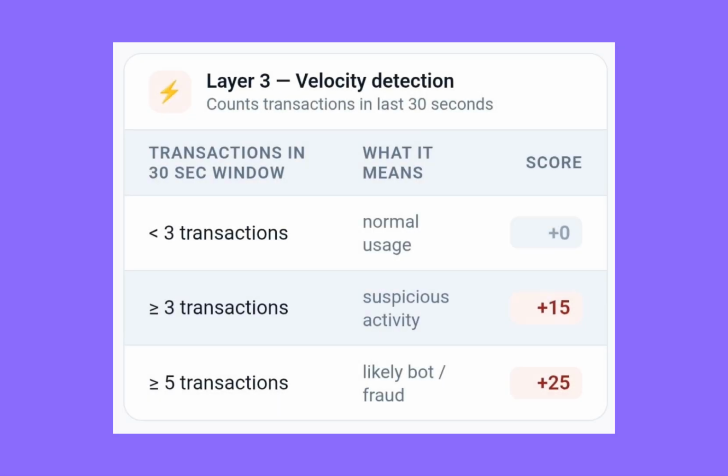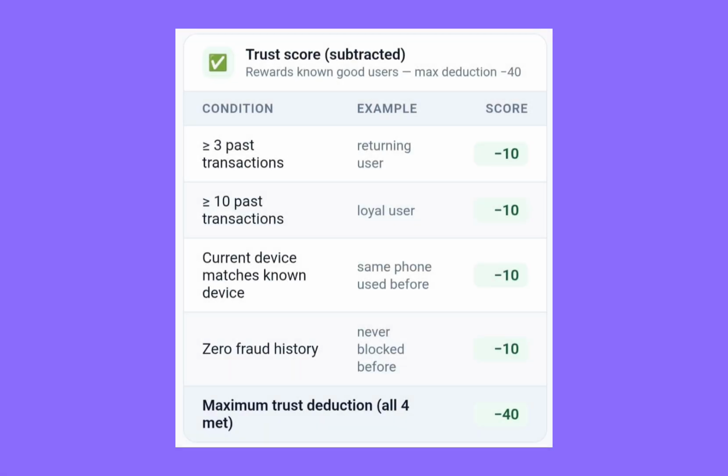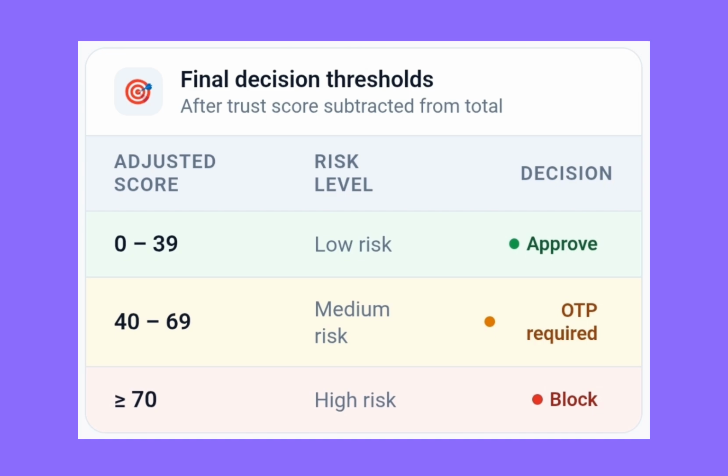Layer 3 is velocity detection. This counts how many transactions the same user fires within a 30-second window. 3 or more is suspicious, 5 or more is treated as a likely bot or fraud attempt. Trusted users also get points subtracted. Returning users, people on known devices, and those with a clean history can have up to 40 deducted from their total score. The final number decides everything.